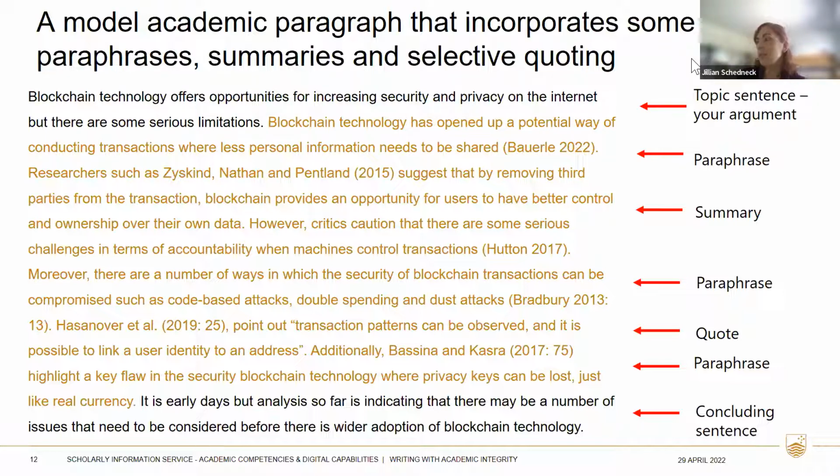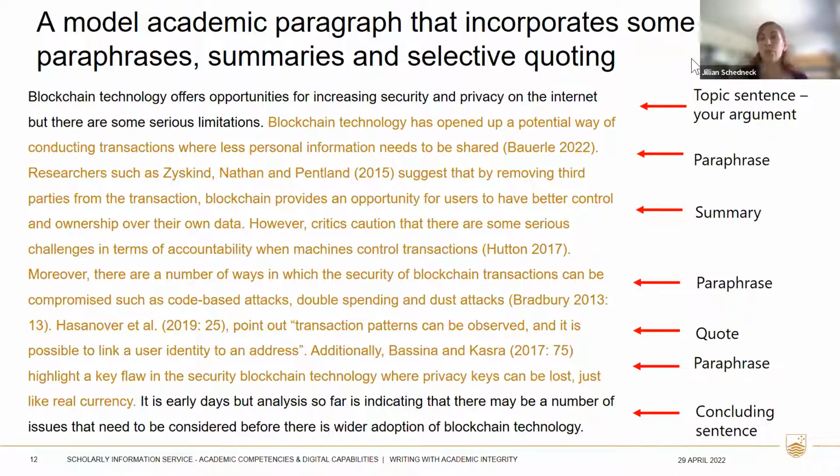Then we've got our concluding sentence. It is early days, but analysis so far is indicating that there may be a number of issues that need to be considered before there is wider adoption of blockchain technology. So, ending there with their own sentence, finally, because all those other sentences were citing singular sources.